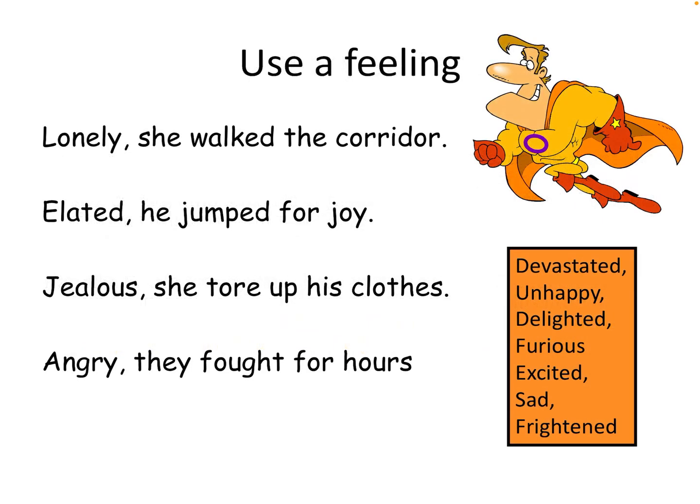And our last sentence, we're going to start with using a feeling. So we know our emotion words really well from the Emotion Works Orange Clog. So lonely, she walked the corridor. Elated, he jumped for joy. Jealous, she tore up his clothes. Angry, they fought for hours. Now notice there's a comma after each one because you kind of pause after that word. So you could choose devastated, unhappy, delighted, furious, excited, sad, frightened. Write your sentence now.